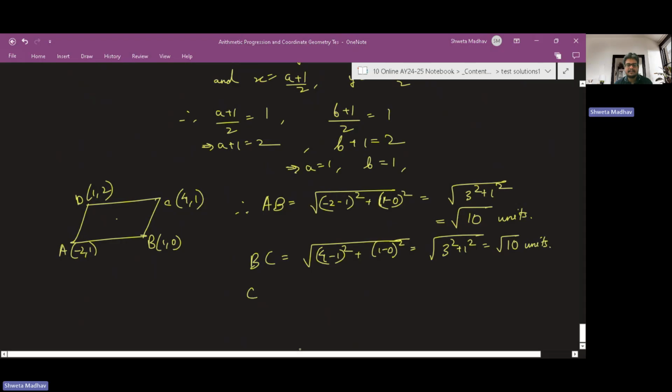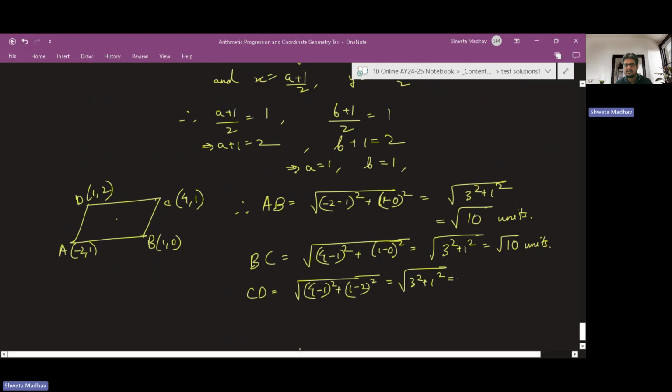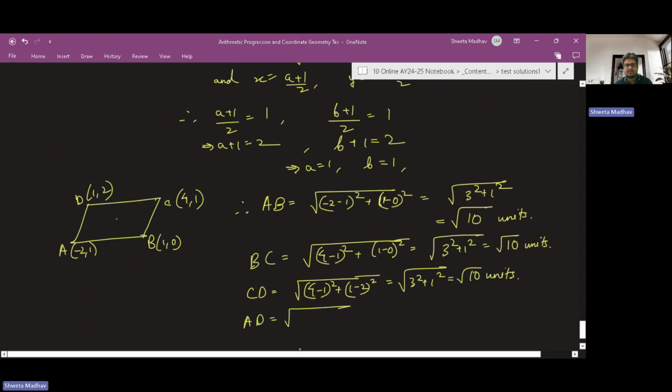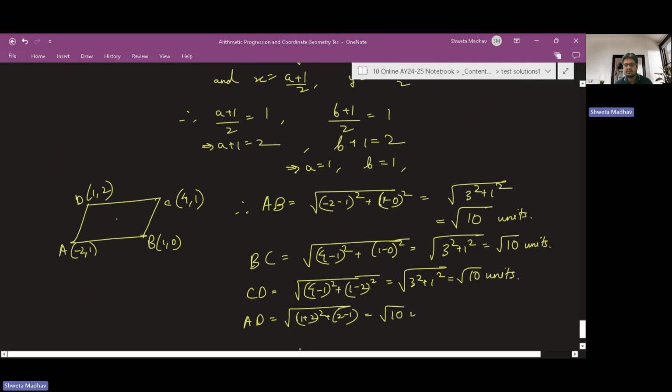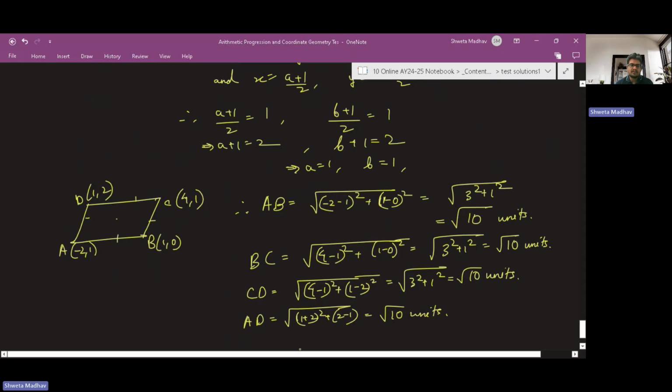Then CD will be equal to square root of 4 minus 1 whole square plus 1 minus 2 whole square. So that is also the square root of 3 square plus 1 square, which is also root over 10 units. Similarly, this AD length will be also square root of 1 plus 2 whole square plus 2 minus 1 whole square. So that is also root over 10 units. So it means that all the four sides are equal. So hence it is a rhombus.